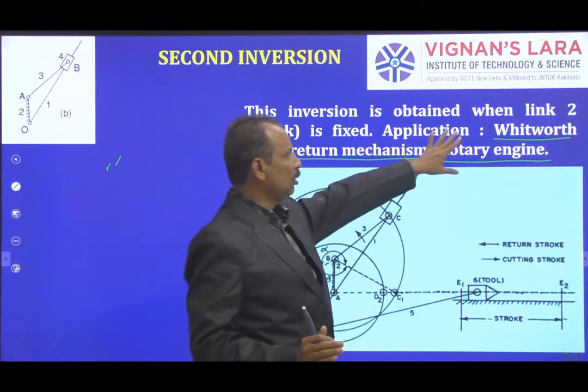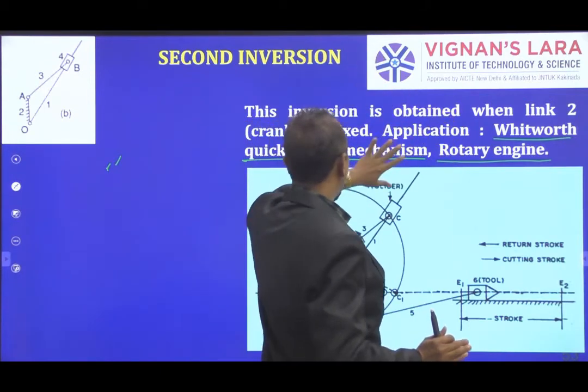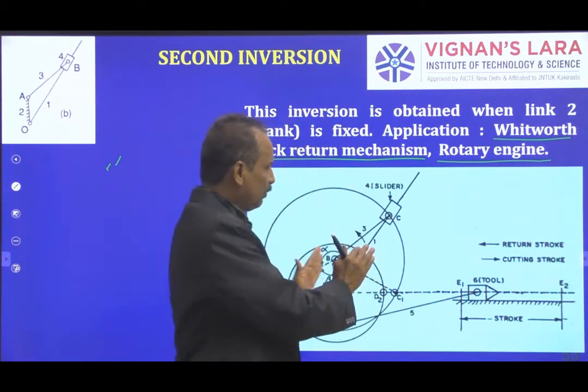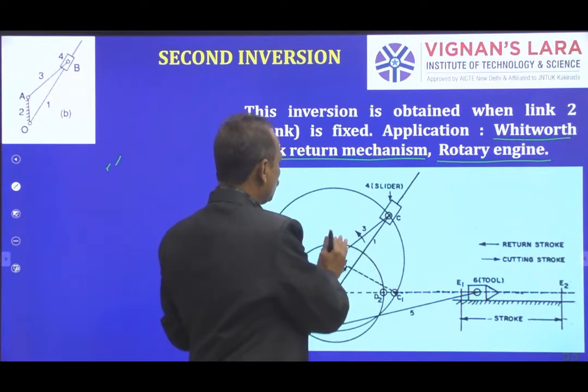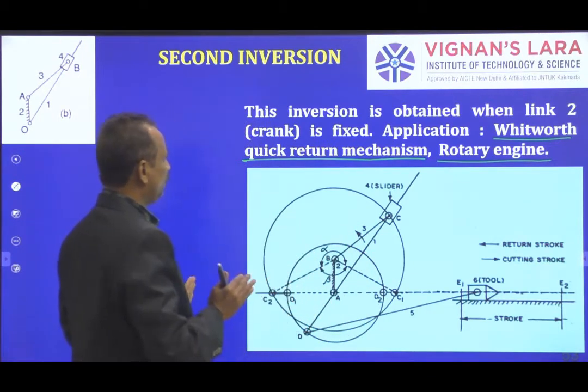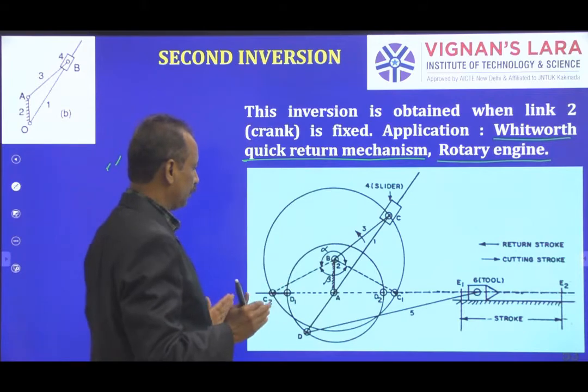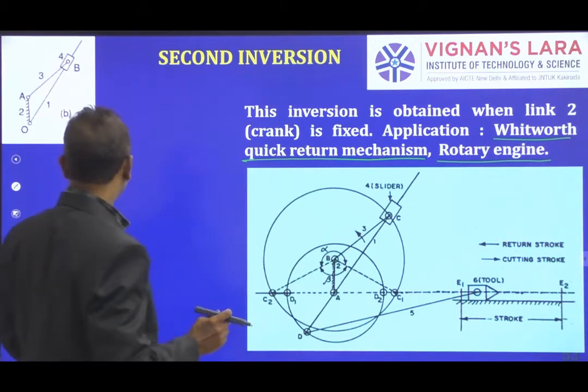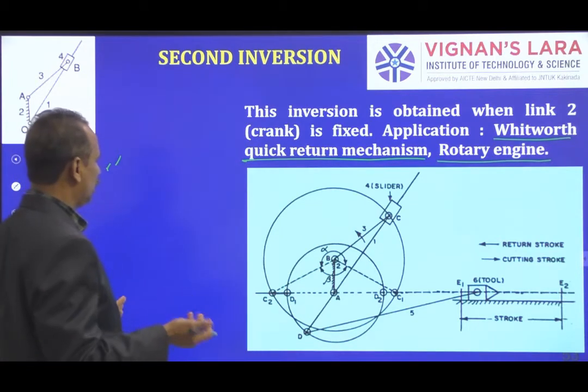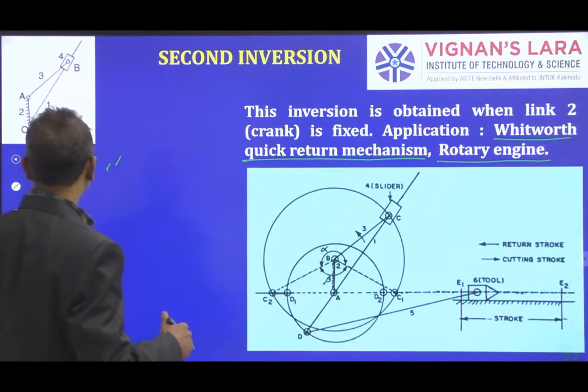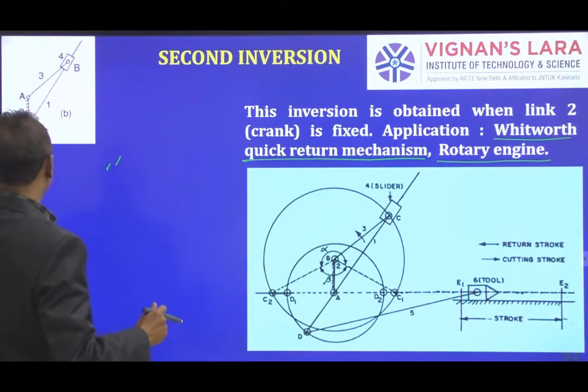And another one is a rotary engine. Of course, this is entirely different from this, so we will discuss that separately. First, we will see how this Whitworth quick return mechanism will work. Okay. So here I will show first one animation. Then I will come back to explain what is happening.